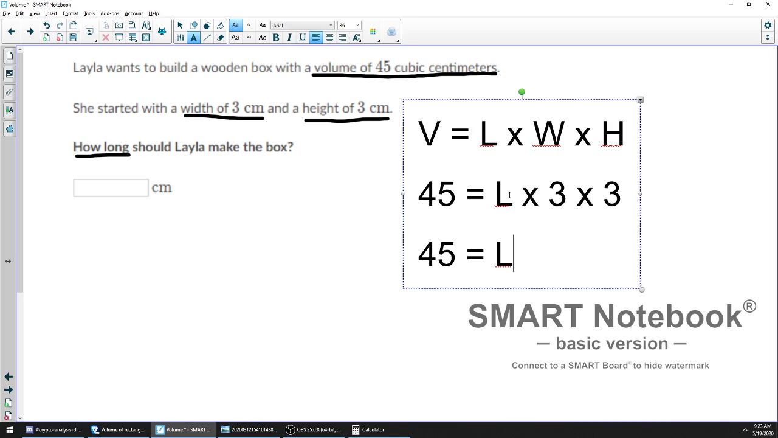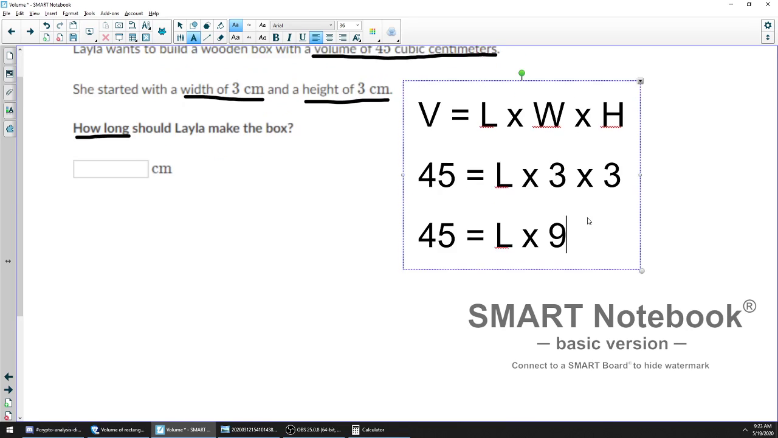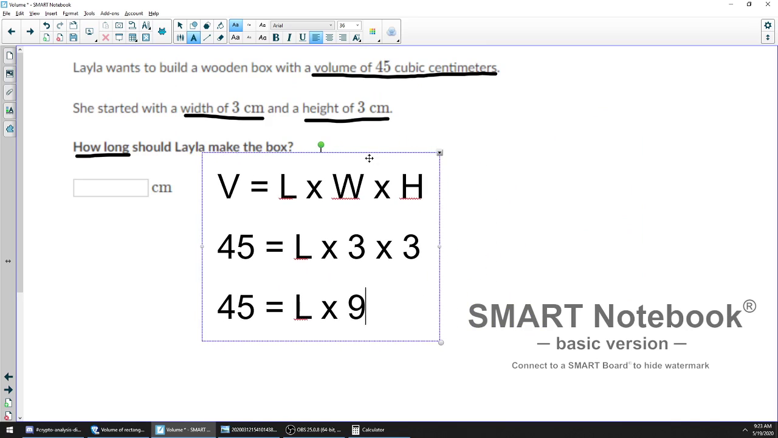I don't know what L is, so just bring it down. But I do know what 3 times 3 is. That will give us 9. Now, we have this. 45 equals length times 9. Now, you could guess, say, I don't know, 3 times 9 equals 45. 5 times 9 equals 45. And so forth. We could do that. We could guess and check. But because we're in middle school, we know we can use train tracks.